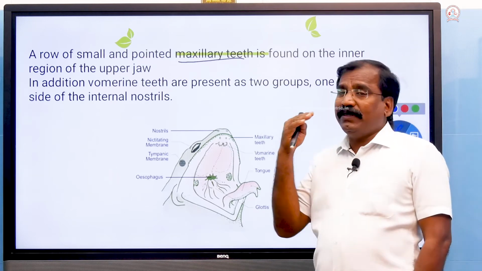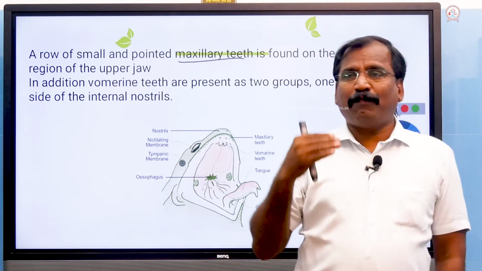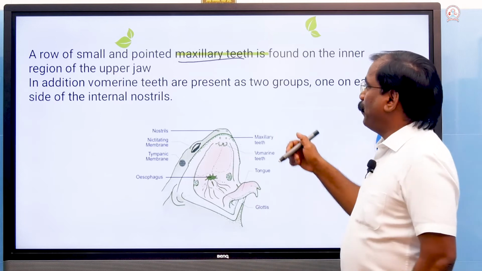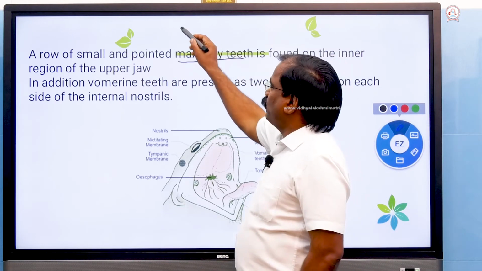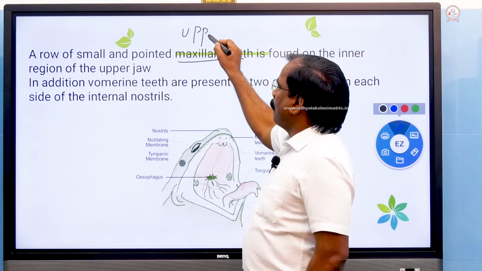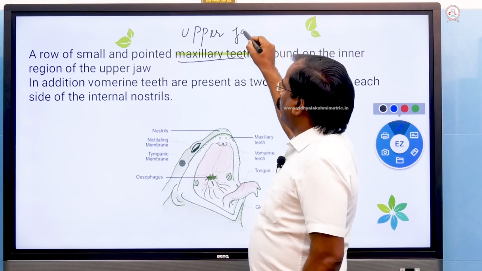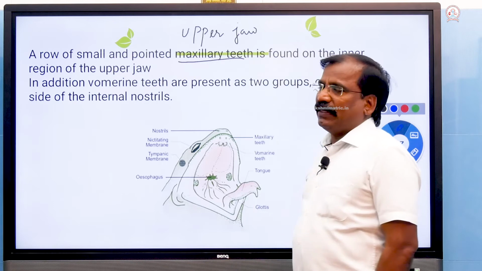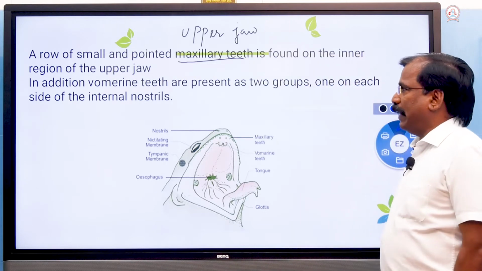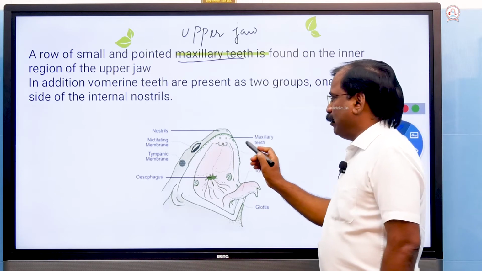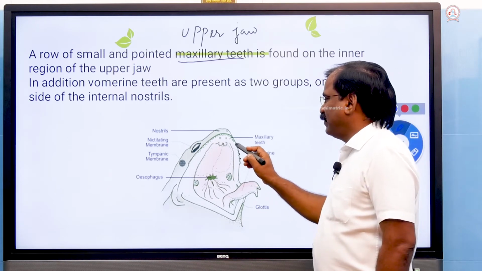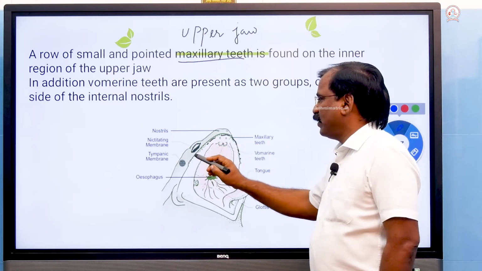So the teeth in the upper jaw, the maxilla, are called maxillary teeth, since the maxilla is known as the upper jaw. A row of pointed teeth are there in the upper jaw. That is called maxillary teeth. See here, that is the teeth.